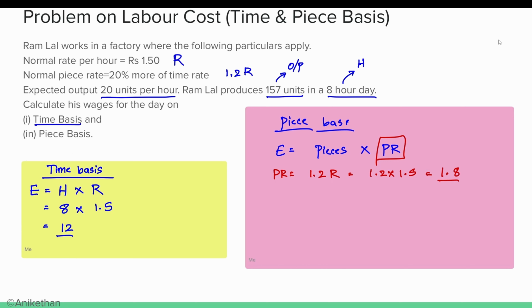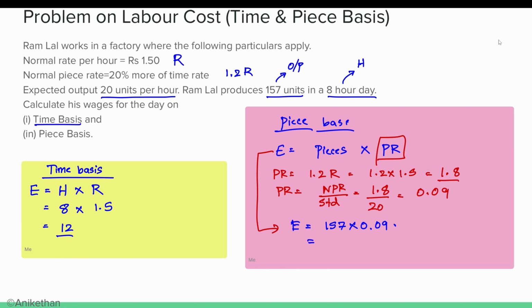This is not yet per piece basis. We have just converted the normal piece rate into a normal rate per hour. So piece rate will be NPR divided by standard pieces. Standard is 20 units per hour, so 1.8 divided by 20. This will be 9 paise, or we can put it as 0.09. So now we can apply this formula. Earning is equal to the actual number of pieces, 157, into 0.09. So this gives us a total earning of 14.13.